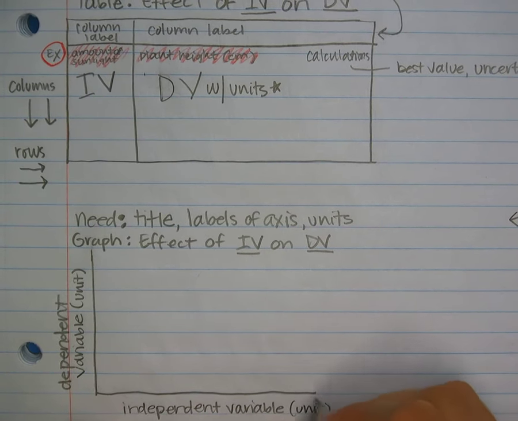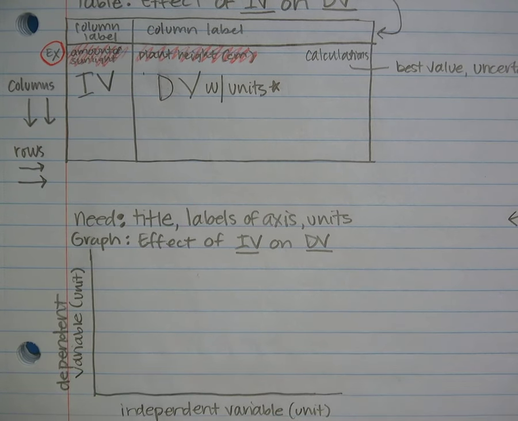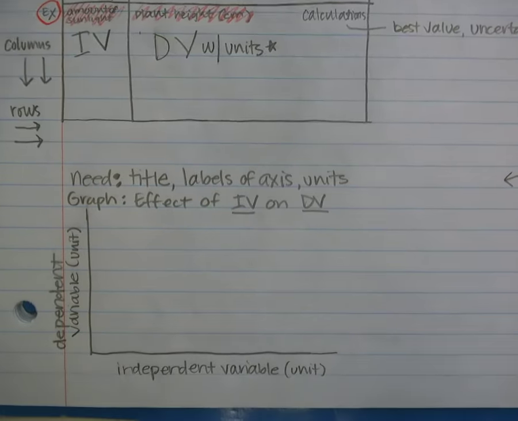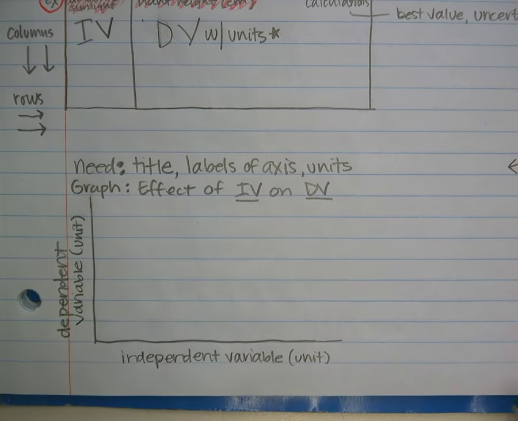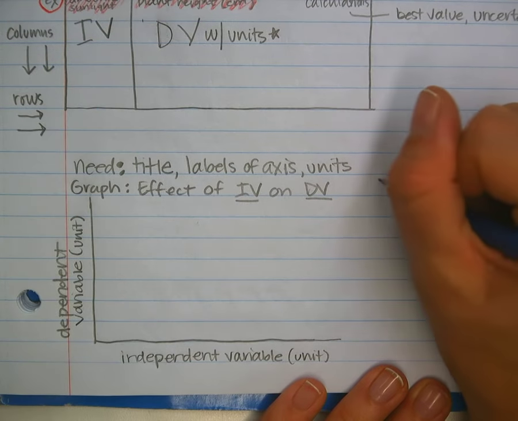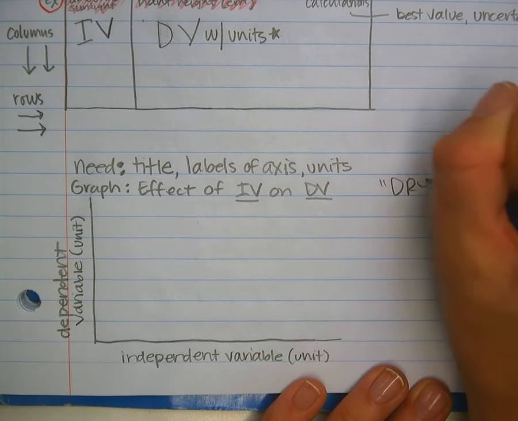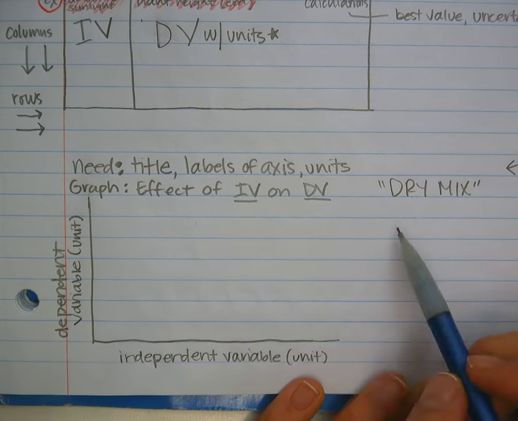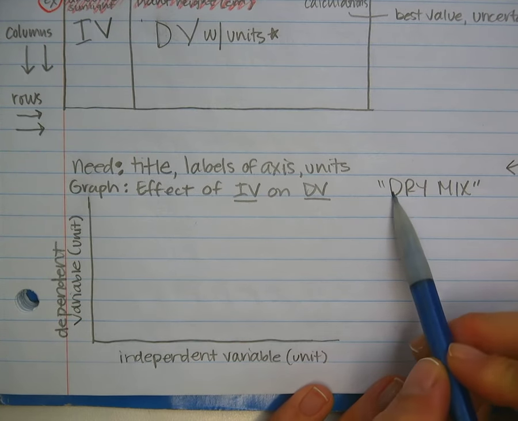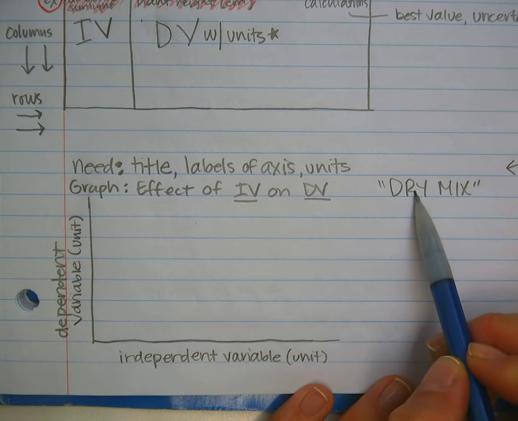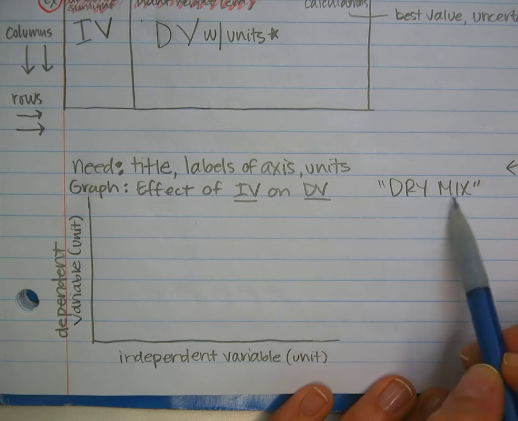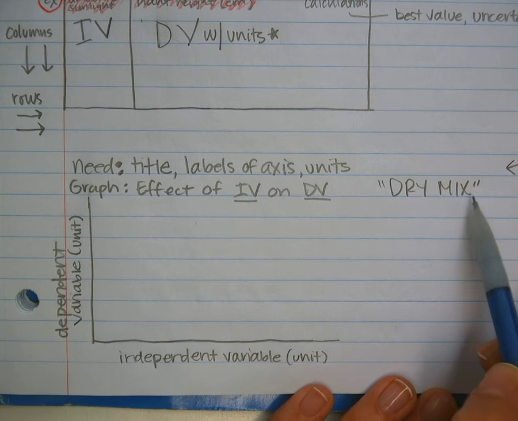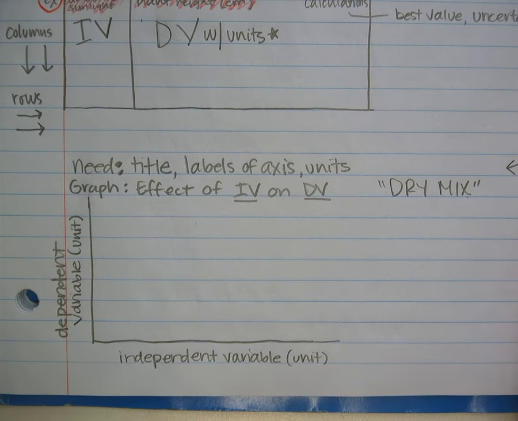If I was doing something where I was actually able to measure the amount of sunlight that the plant was receiving, then I could write down the unit there. One way that I remember this is DRY MIX. Basically what that stands for is the dependent or responding variable goes on the y-axis, and the manipulated or independent variable goes on the x-axis.